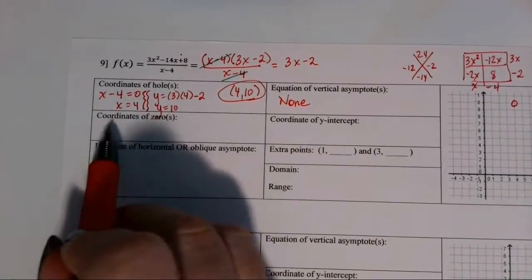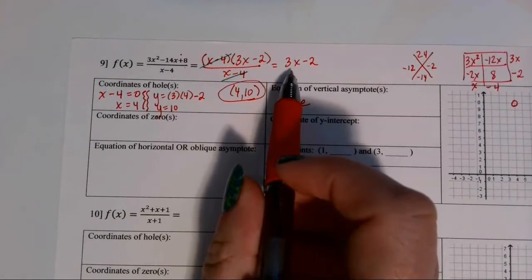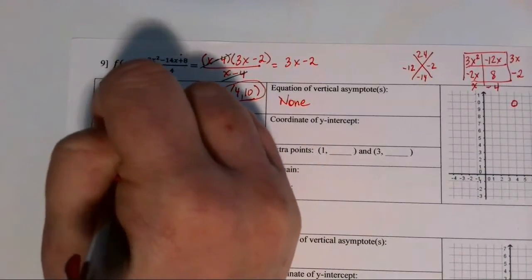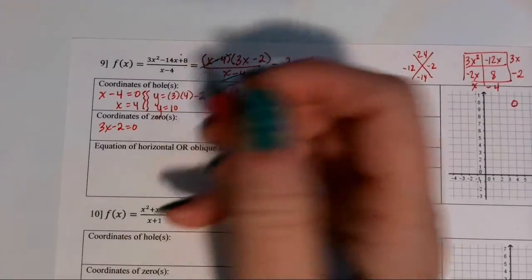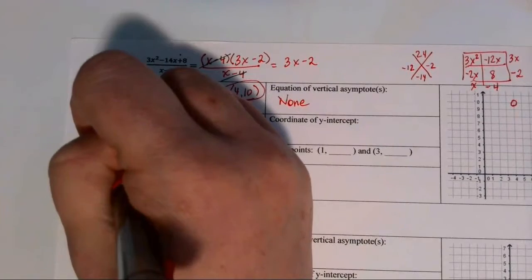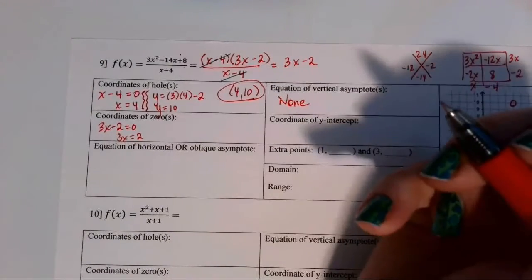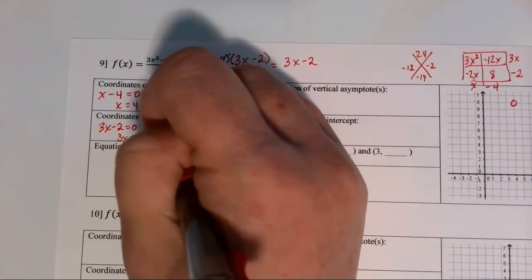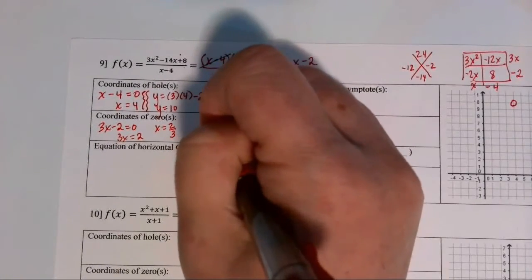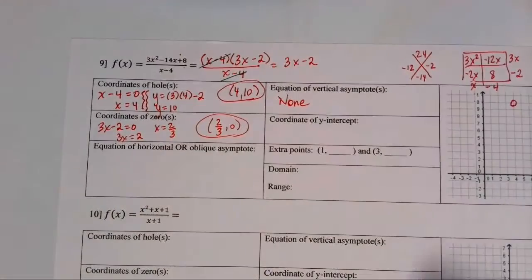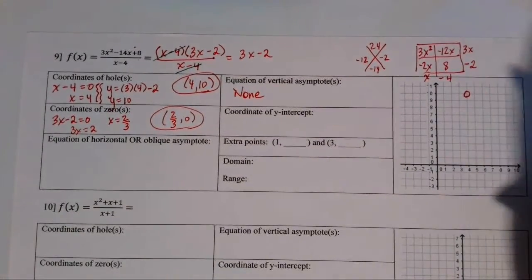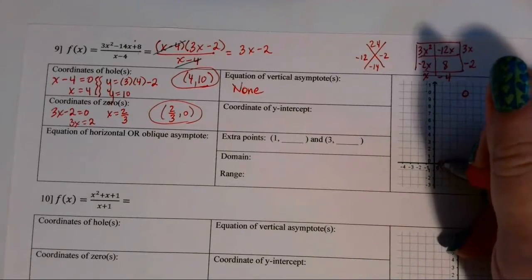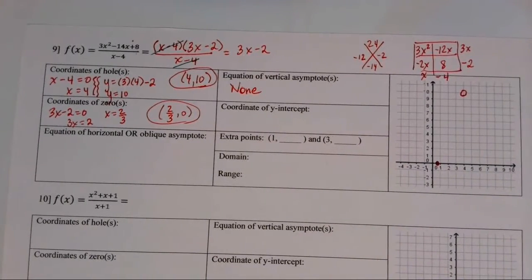Okay, to find any zeros, we set the numerator equal to 0, and so that would be 3x minus 2 equals 0. We add 2 to both sides, and we have 3x equals 2. Divide both sides by 3, and x is equal to 2/3. So 2/3 comma 0 would be the coordinate of our x-intercept. So we come over here to approximately 2/3 and put a closed circle on the graph.